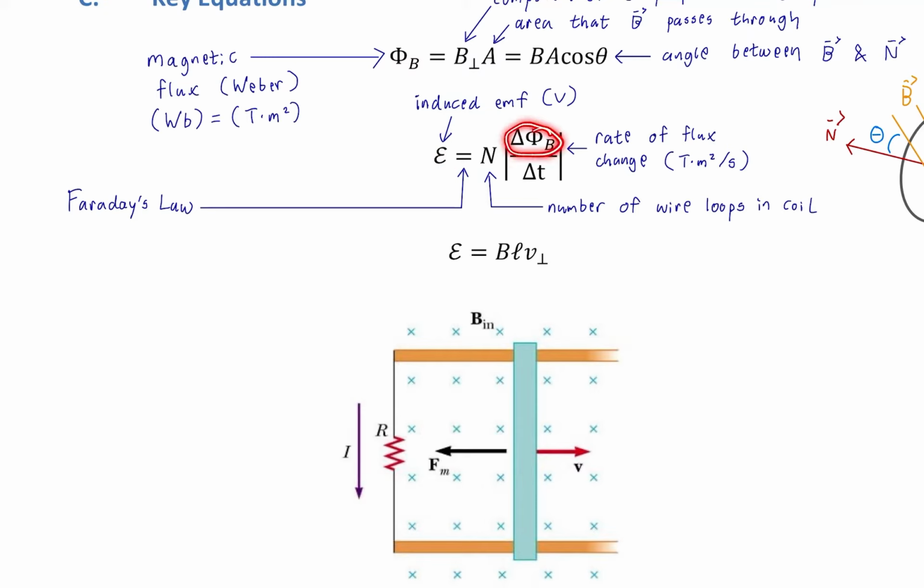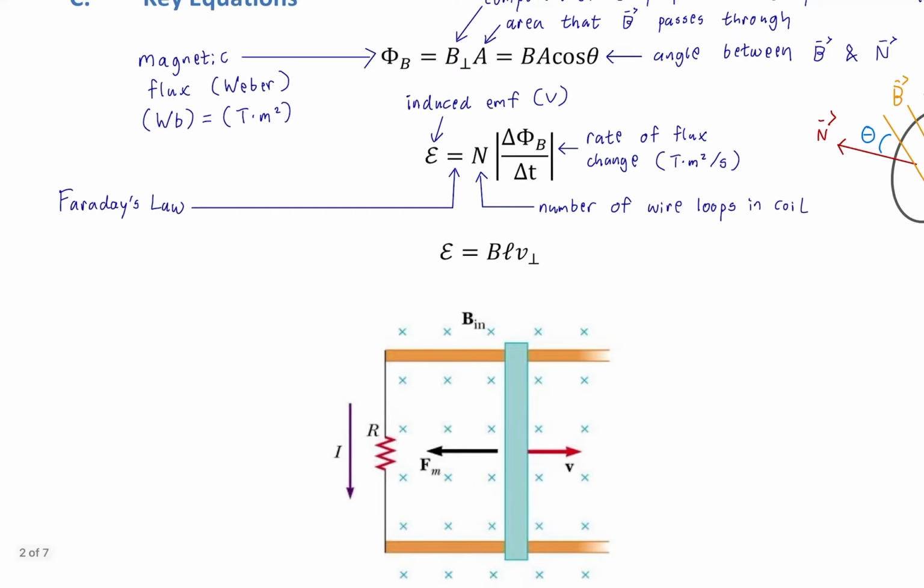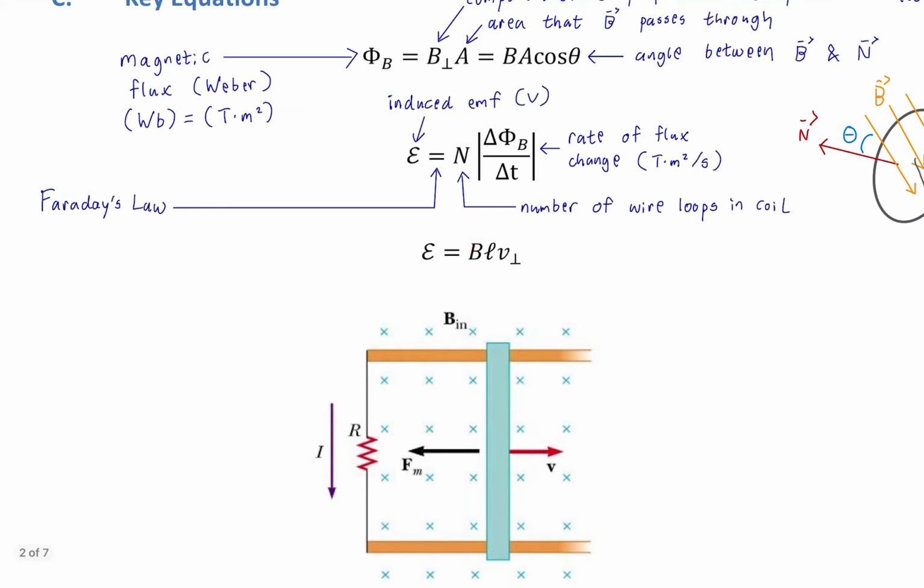If you change it a lot, then you get a big EMF, right? So that's how you can get a lot of current out of a magnetic field. It's either changing it very fast or with large magnitude, okay? And last up is motional EMF right here, okay?